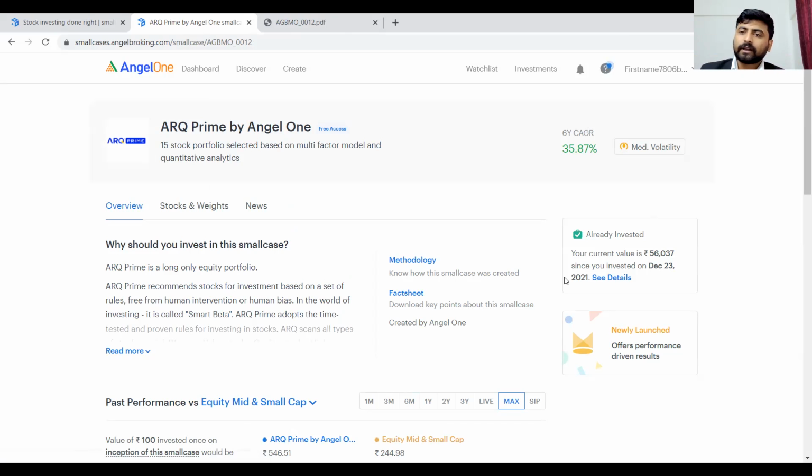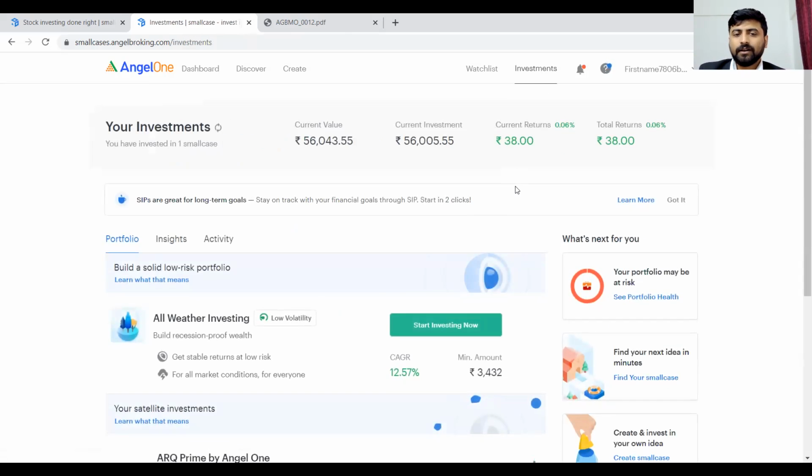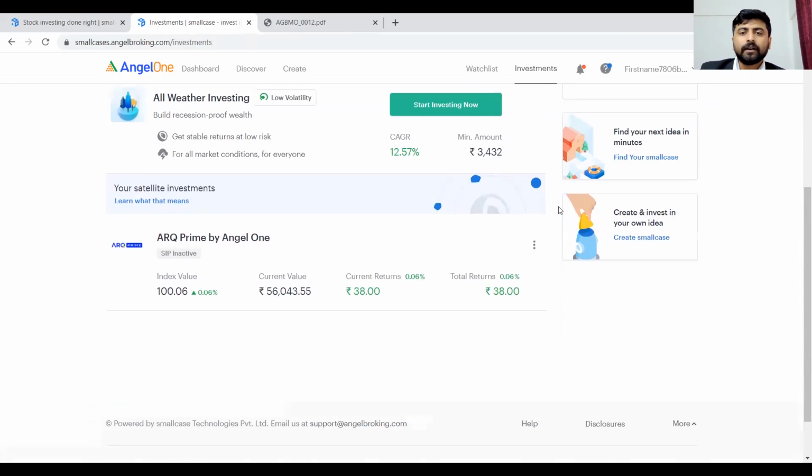Now how do we go about checking our investments? What we should do is head over to the investments tab over here and scroll down. So over here you can see ARQ Prime by Angel One has been purchased in my trading and demat account, and now you will be able to see elements like the current investment value and the index value. The index value starts at 100 after each and every investment. You will also be able to see the current returns in rupees and in percentage, and the total returns.